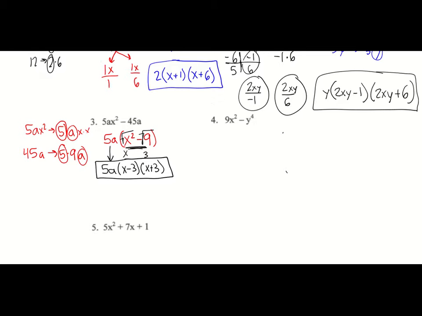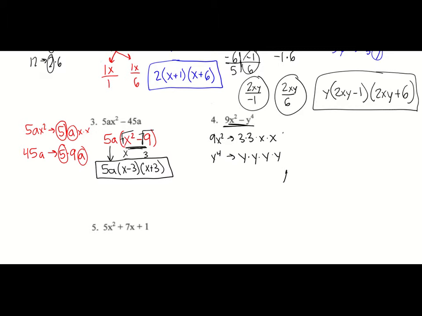Okay, my next example. If I look at my numbers here, try and find my greatest common factor, I have 9x squared, which splits into 3 times 3 times x, and I have y to the 4th, which is just y 4 times. I have no greatest common factors here, so I can't pull anything out. So I'm stuck with this expression right here.